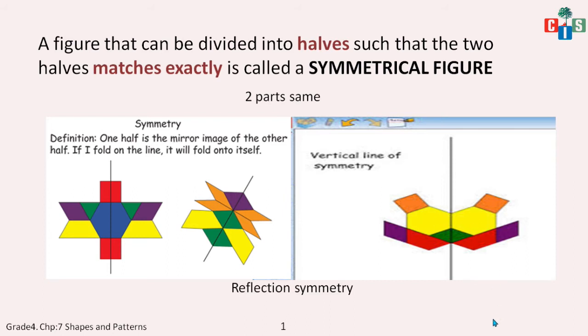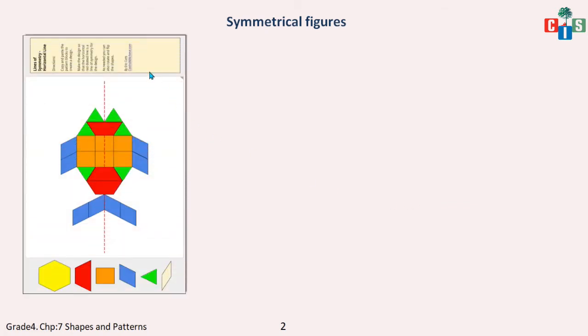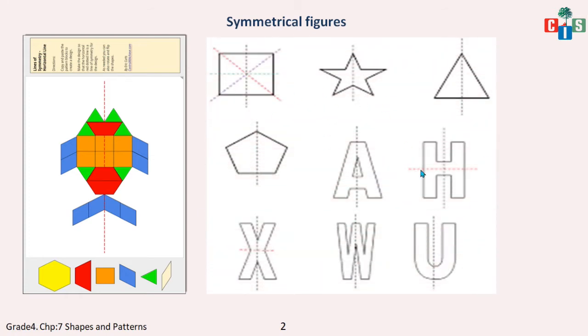Now let's move on and see some more examples. See, this is a fish which is drawn in such a way that two halves are equal, and this red dotted line is known as the line of symmetry. Now these are certain examples from your textbooks. Now see this, it's a rectangle. It has 1, 2, 3 and 4 lines of symmetry.